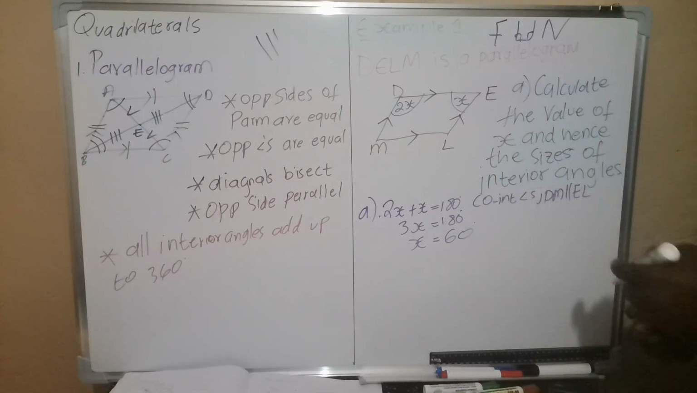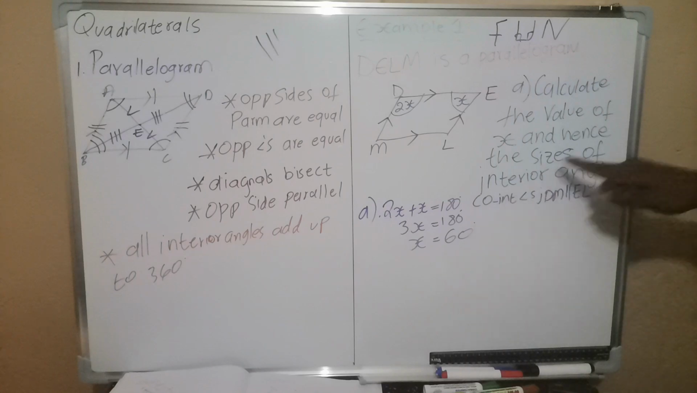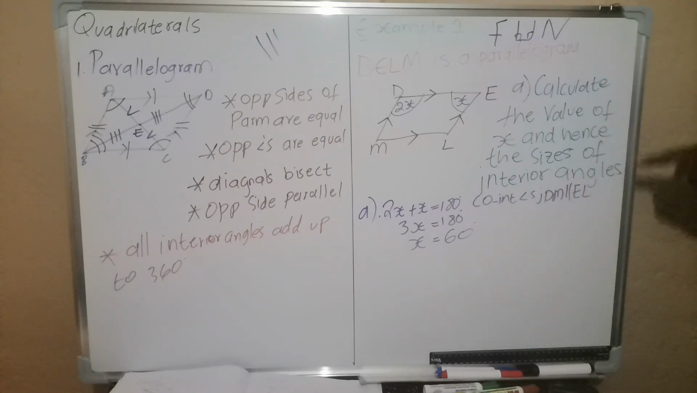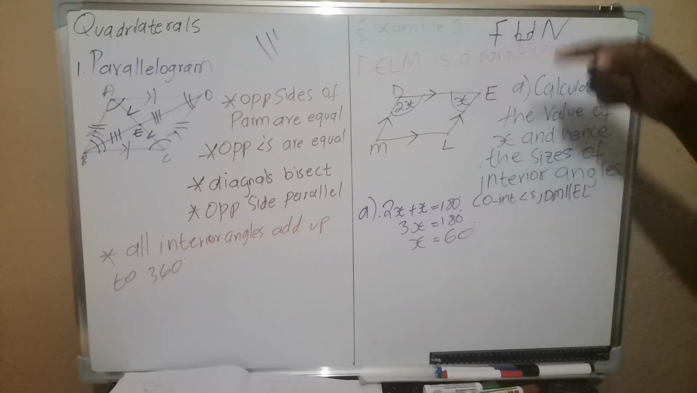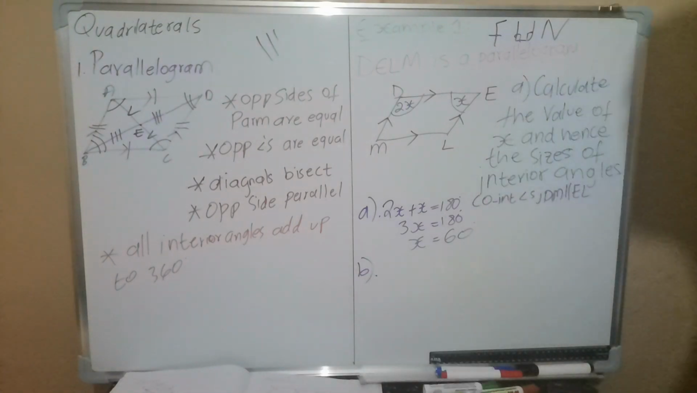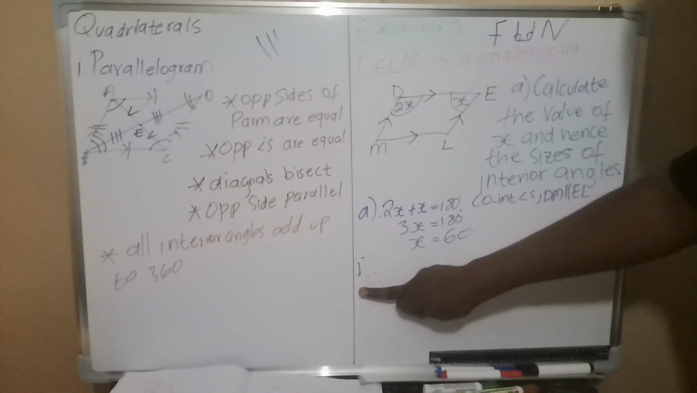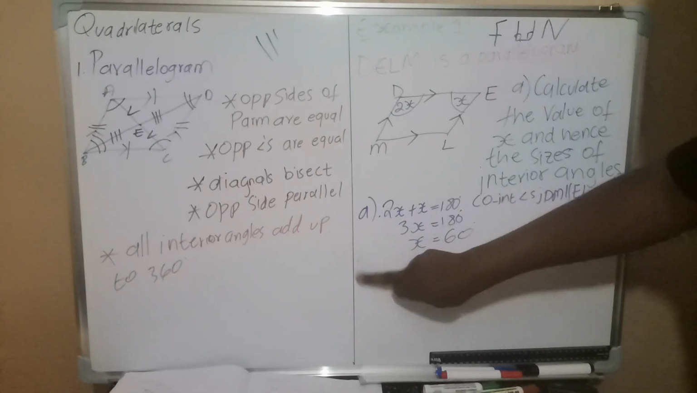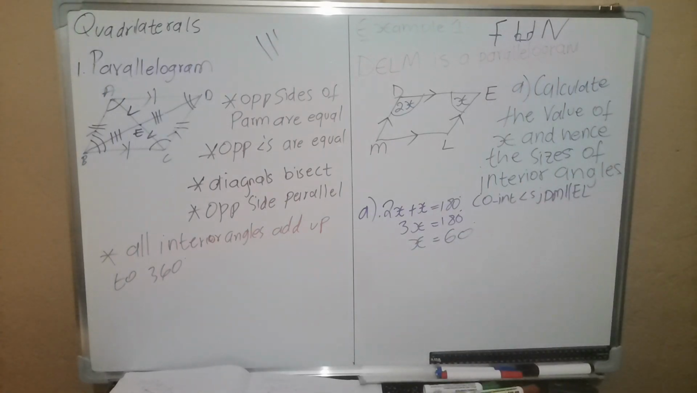Now x is 60, and hence you must use this value to find the sizes of interior angles. Let's find all the interior angles here. Actually, it's not number B, it's number A. How are we going to find the sizes of interior angles, guys?